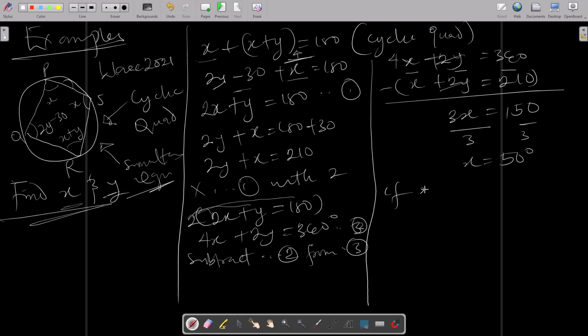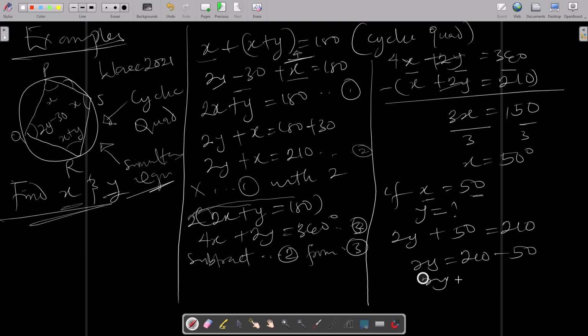Obviously, if x is equal to 50, y is equal to, from my equation 1, we can use equation 2. From equation 2, we replace x with 50, so we have 2y plus 50 equals 210, 2y equals 160, and y equals 160 over 2, 80 degrees. And that is all.